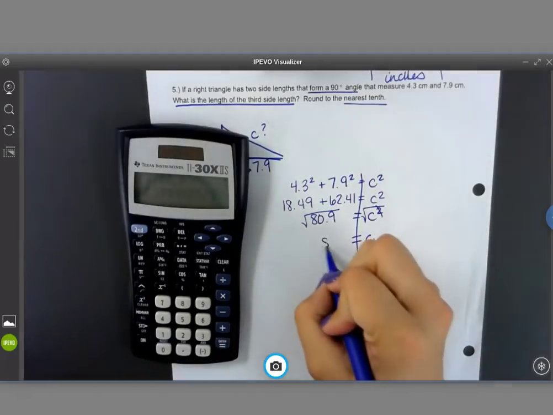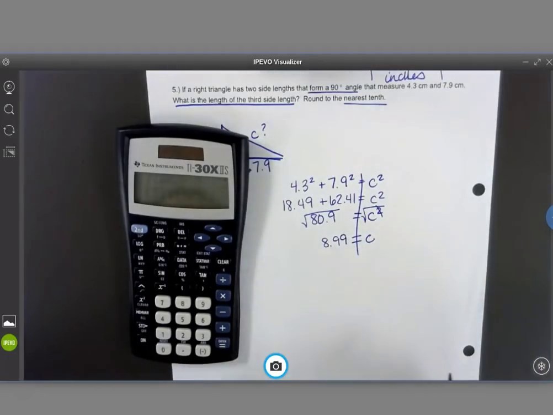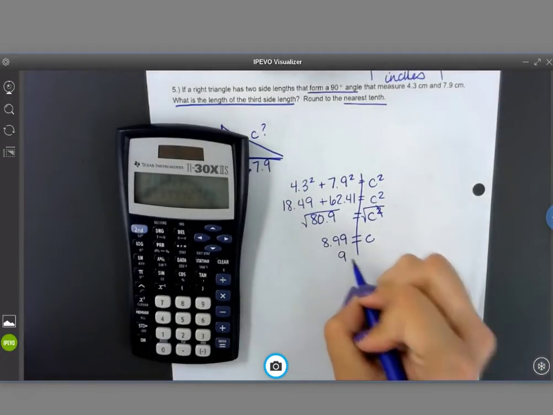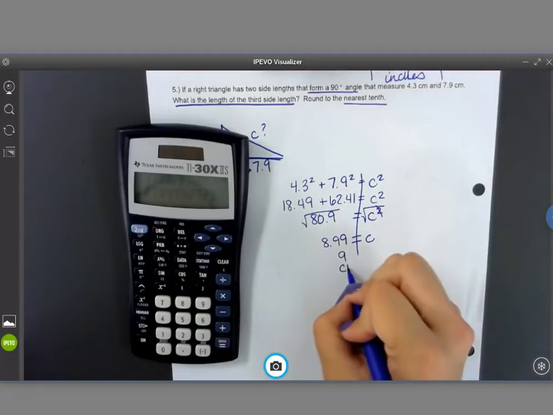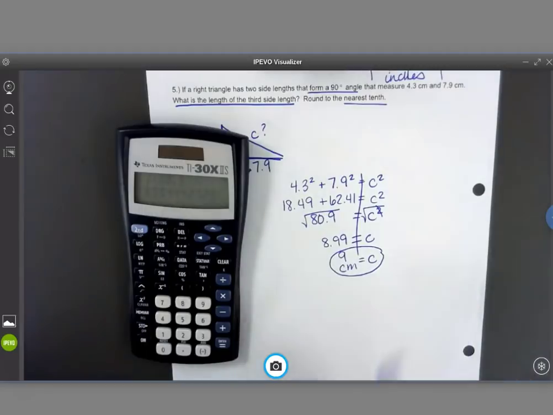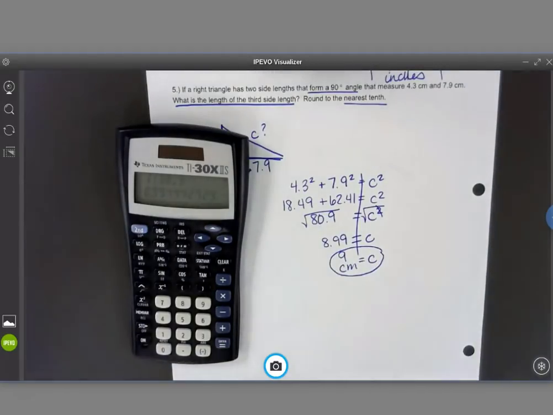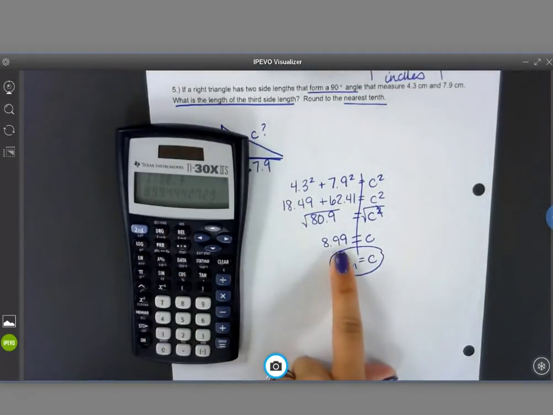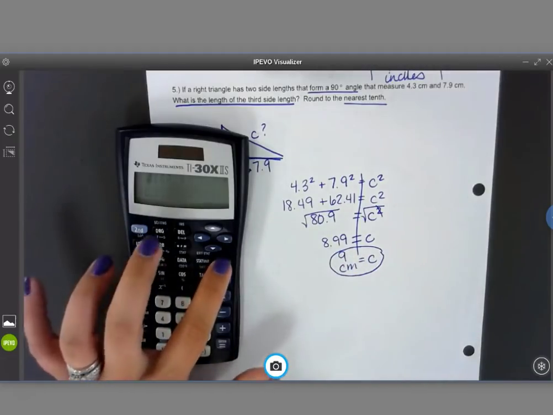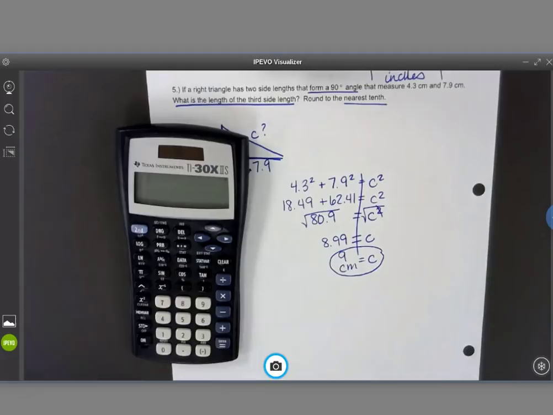So since I'm going to actually write that down, I got 8.99. This 9's going to round my other 9 up. Well, what it actually ends up doing is rounding it up to a whole number. So we're actually going to end up with 9 centimeters equals C. Guys, make sure when it's a rounding thing that you write down at least the 2 digits behind and then round from there. That way, if you have a rounding error, I can at least see what your numbers were before you did the rounding.